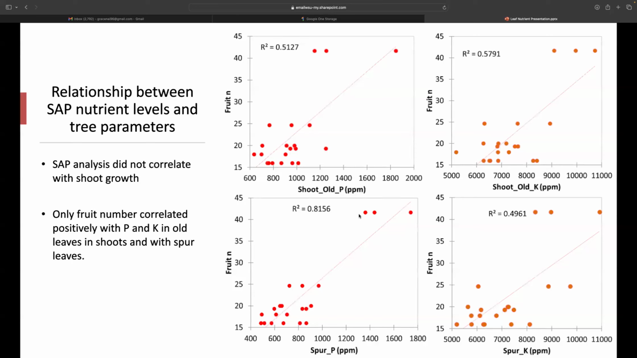We only found a positive correlation between fruit number and P and K in the olives, which is represented in the top chart, and in the spur leaf when comparing SAP analysis carried out by the AEA services, without any further relationship. So this is the relationship between the SAP nutrient levels and the tree parameters. These are the shoot, and this is the spur.